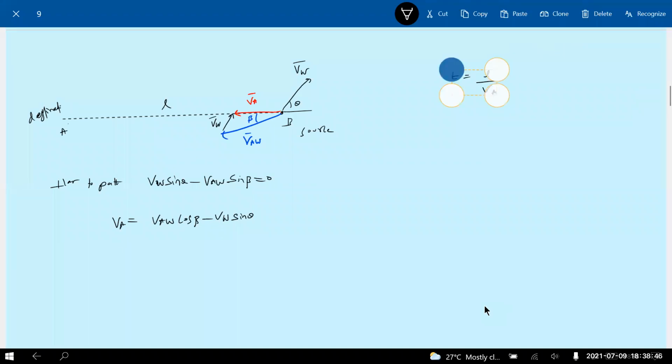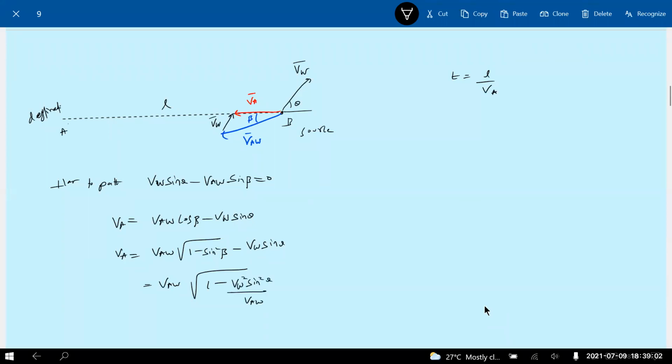We'll solve it. Oh, VAW, so this will be root of 1 minus sin square beta, and VW cos theta. Student: Sir, it should be VW cos theta only, no sir? VA is equal to VAW cos beta minus. What I wrote is correct, no? What is the problem?